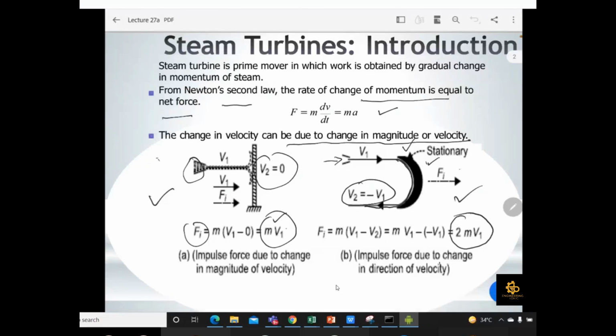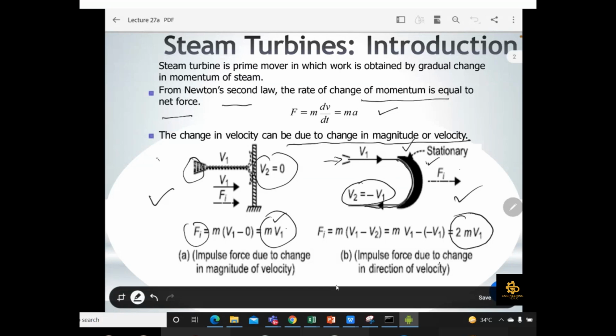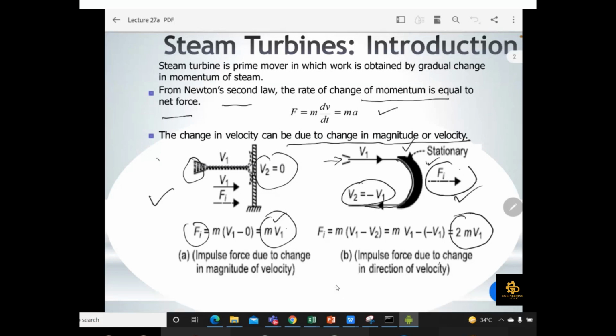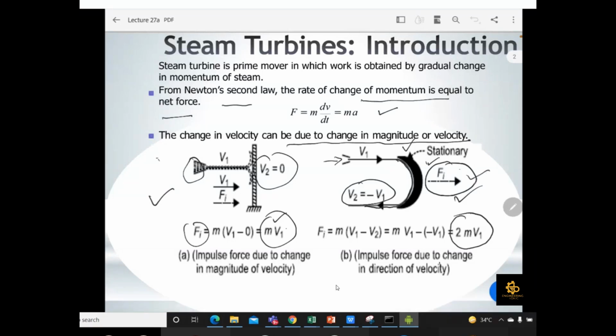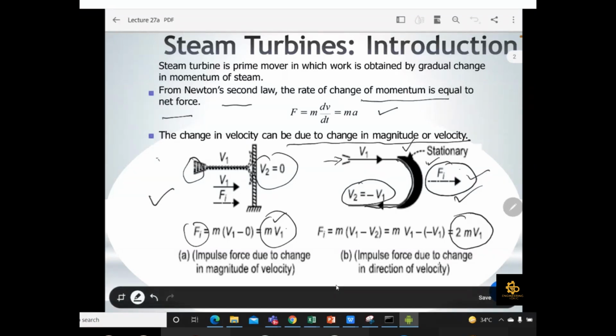The same principle is used in steam turbines. In order to run the steam turbine using the different blade sections, our main target is to produce that impulse force, and that impulse force will cause the rotation of your blade. Okay, so this is the basic principle of your turbines.